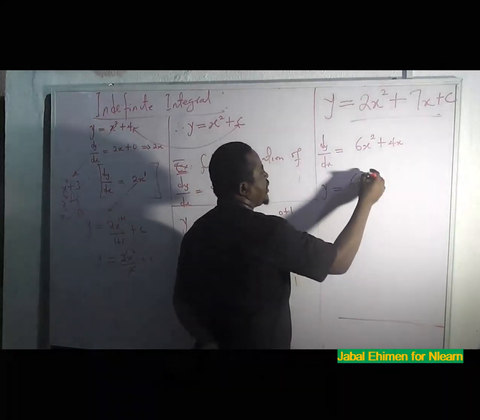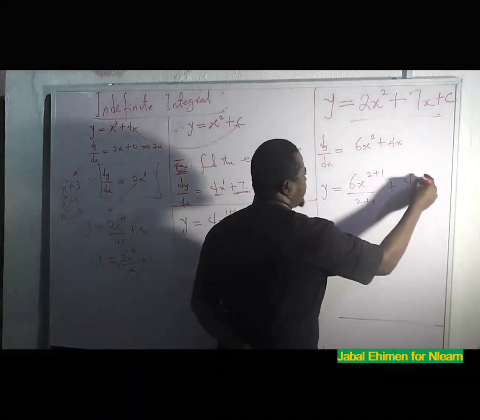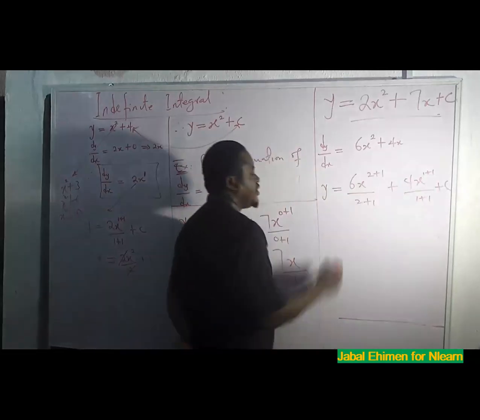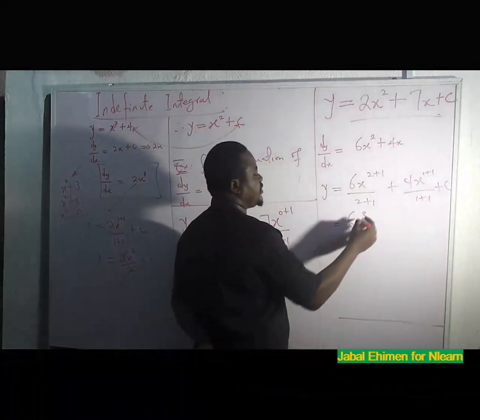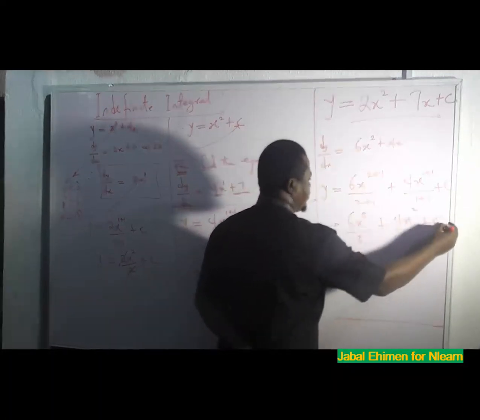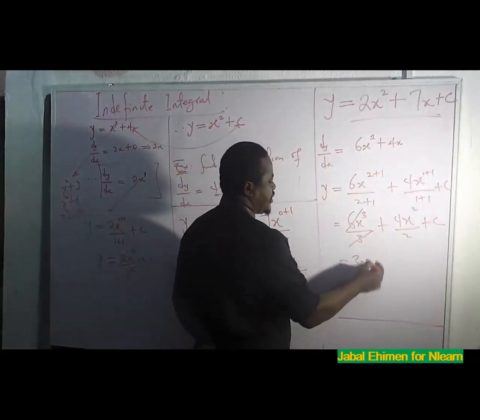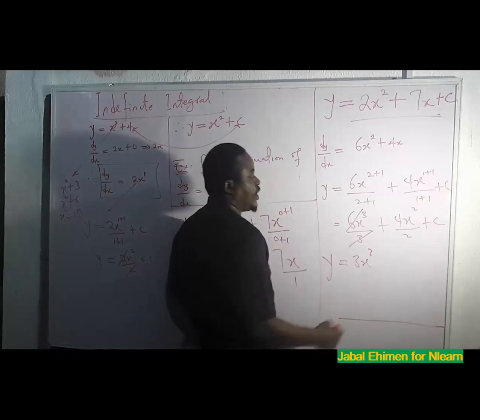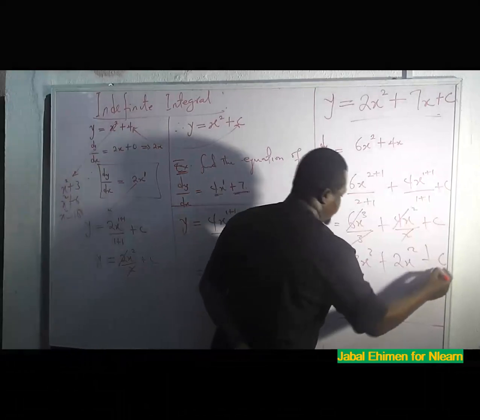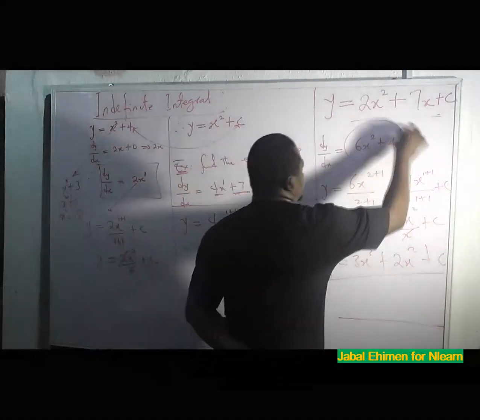So you have 6x to the power 2 plus 1, 2 plus 1, plus 4x to the power 1 plus 1, 1 plus 1, plus the value of c. So from there you have 6x cubed over 3 plus 4x squared over 2 plus c. The 6 cancels with the 3, so you have 2x cubed, and the 4 and the 2 give 2x squared, plus the value of c. So that is the equation that brought about this.